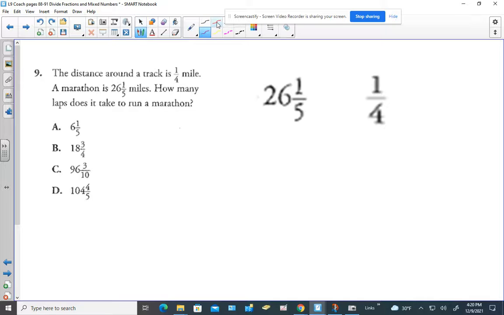Hey everybody, Mrs. Bianchi, we're looking at number 9. The distance around a track is 1/4 mile. A marathon is 26 and 1/5 miles. How many laps does it take to run a marathon?